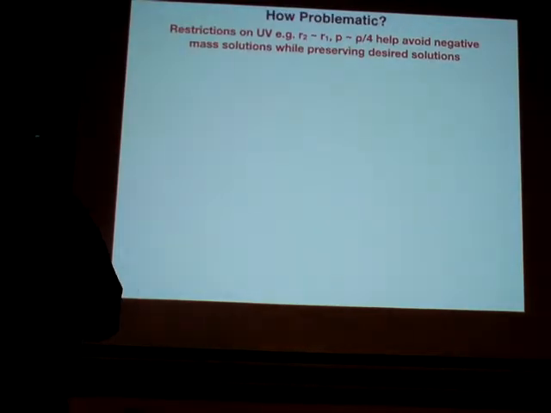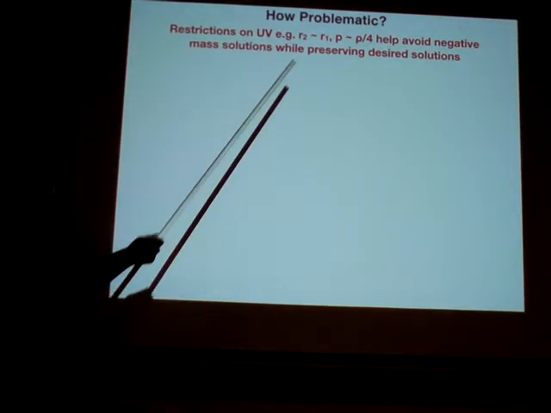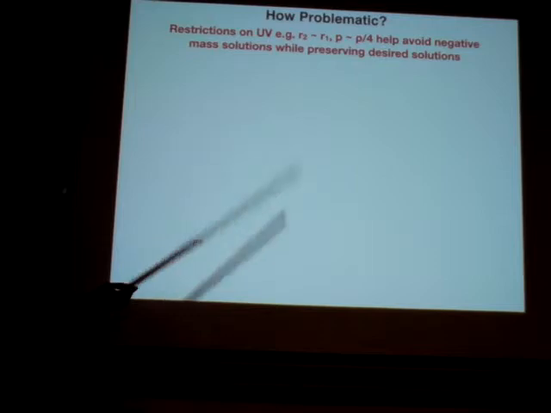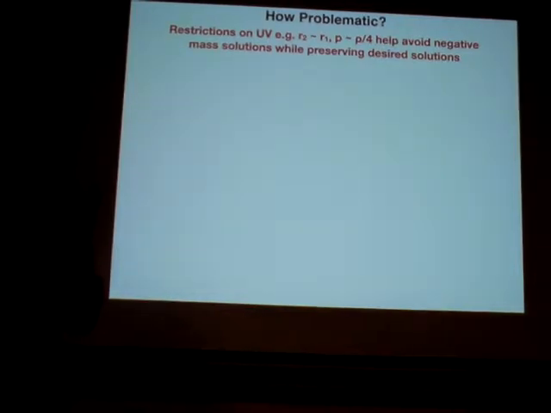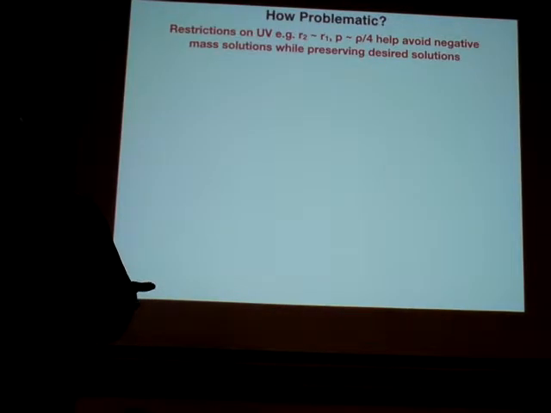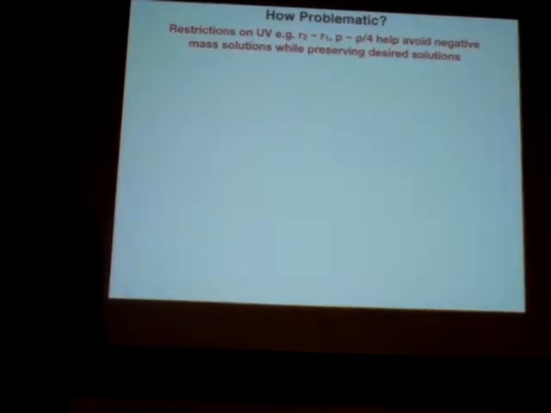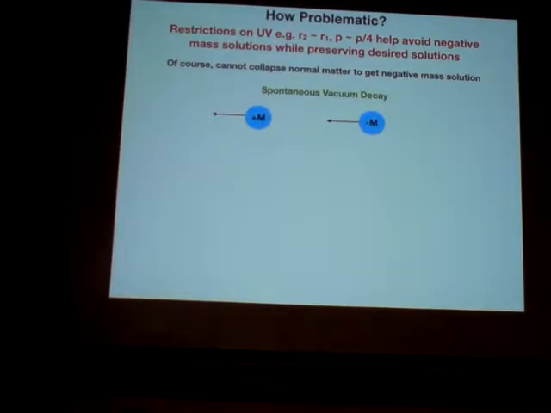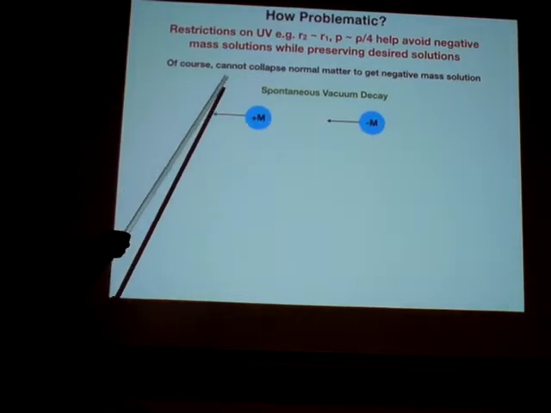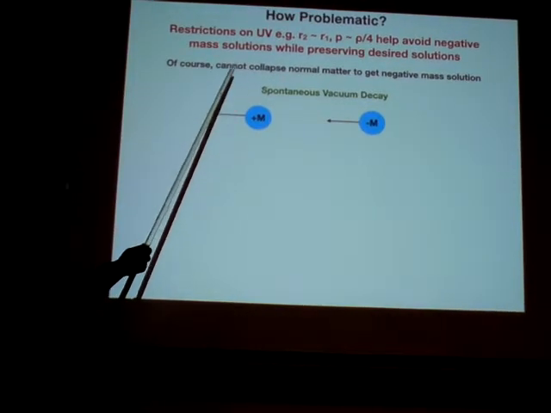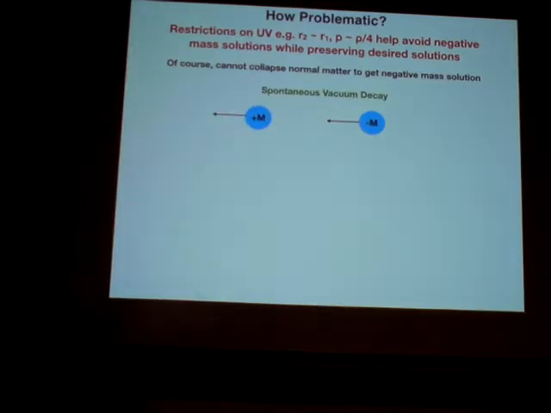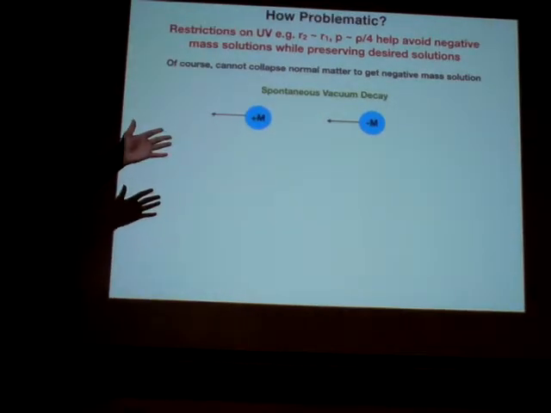Just out of curiosity, one can ask, even though we can actually avoid these negative mass Schwarzschild solutions by this kind of choice, the pressure being 1/4 rho or something around that, one can really ask how problematic is it really? Okay, what's the big deal? So here's the reason why one might consider this problematic: of course, normal matter, which has positive density, and positive mass, is not going to collapse and form a negative mass solution, because we are preserving the ADM mass in the entire story.